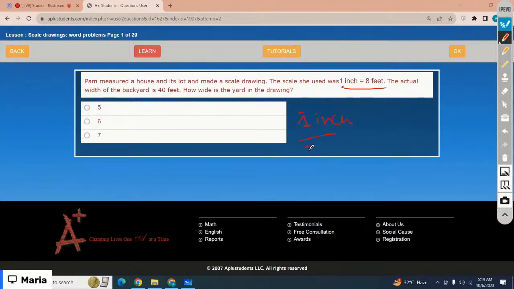1 inch to 8 feet, that would be x over 40 feet, right? So just do cross multiplication. 1 times 40, x times 8, divide both sides by 8. So x equals 5. That means in the drawing it would be 5 feet. Inches, sorry. Got it? The correct option is 5.